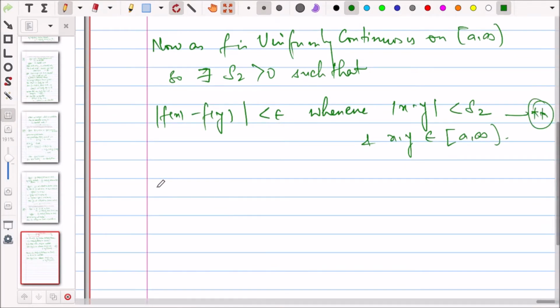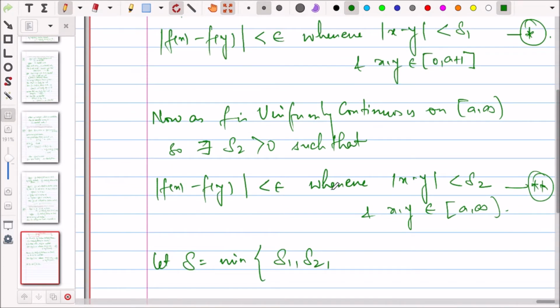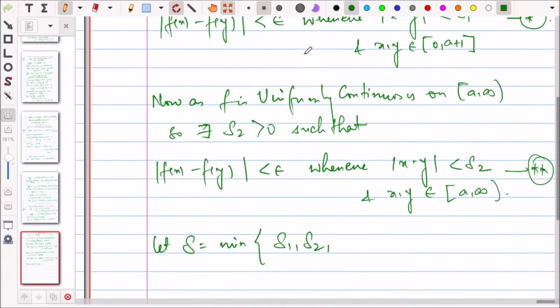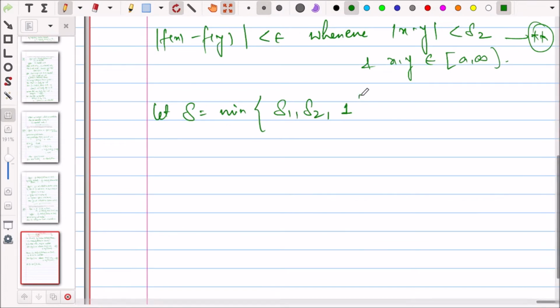Now let us start with any epsilon. Let delta equal the minimum of delta 1, delta 2, and one more thing. As I said, we need overlapping, so I need this distance. Whatever point you take to the right of a, you should take the distance between them. Here the distance I have chosen is 1, so delta equals the minimum of delta 1, delta 2, and 1. If you had taken any point b greater than a, you could have taken the distance b minus a.